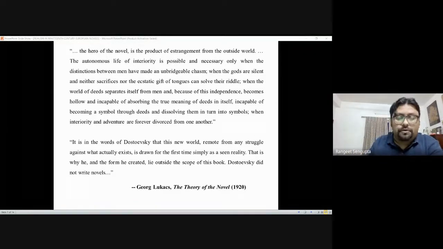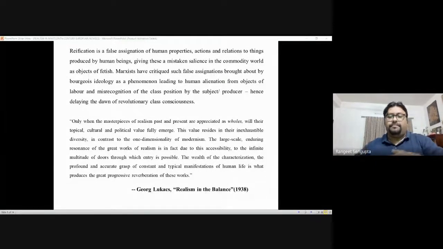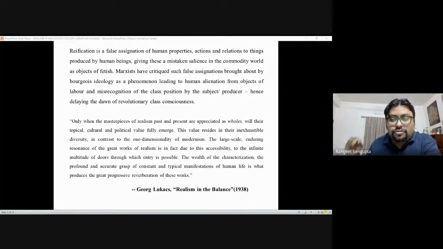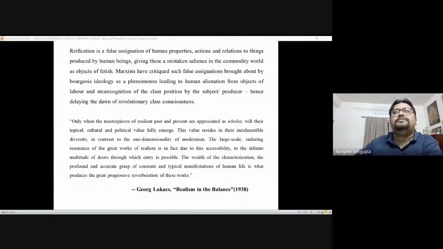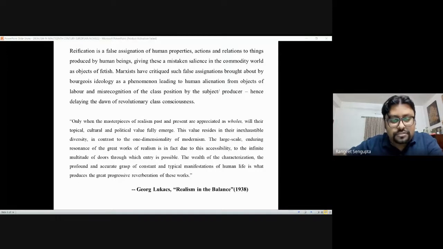Now, in his very famous book, History and Class Consciousness, published in 1923, Lukács gives particular currency to this Marxist term, reification. I wouldn't go into quoting Lukács. We would try to discuss reification through simple enunciation. For our purposes, we note that reification is a false assignation of human properties, actions, and relations to things produced by human beings, thus giving these objects a mistaken salience in the commodity world as objects of fetish. So qualities that would belong to individuals, humans, would now be adduced to these objects.